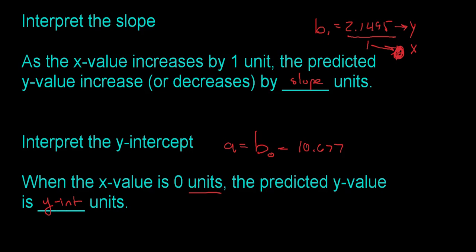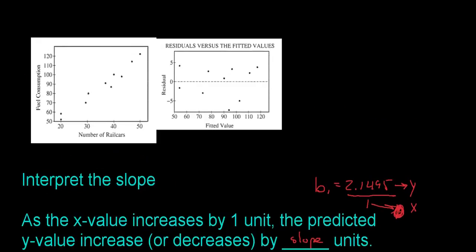units of fuel. That makes sense because even a train pulling nothing behind it, it still is a train that needs fuel to run. So make sure you can do all of that interpretation in context. Please practice that. Guarantee it comes up on at least a multiple choice question.